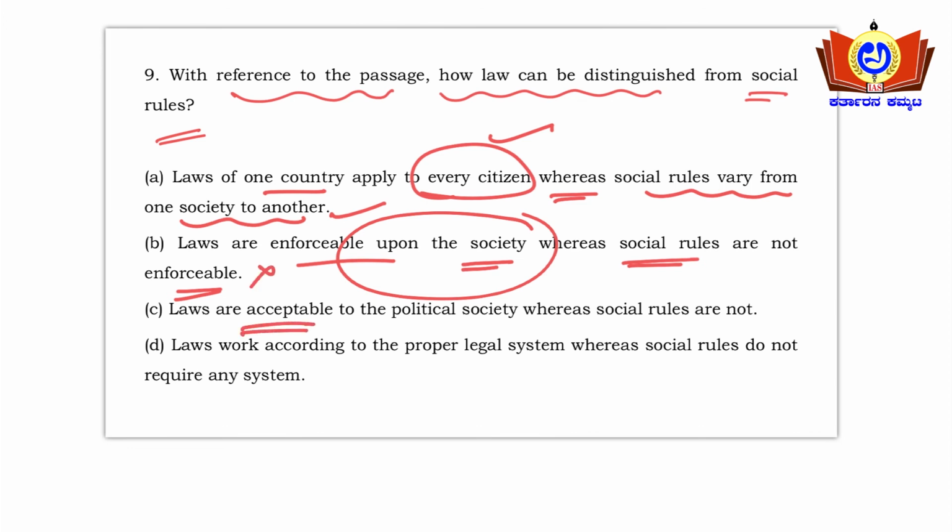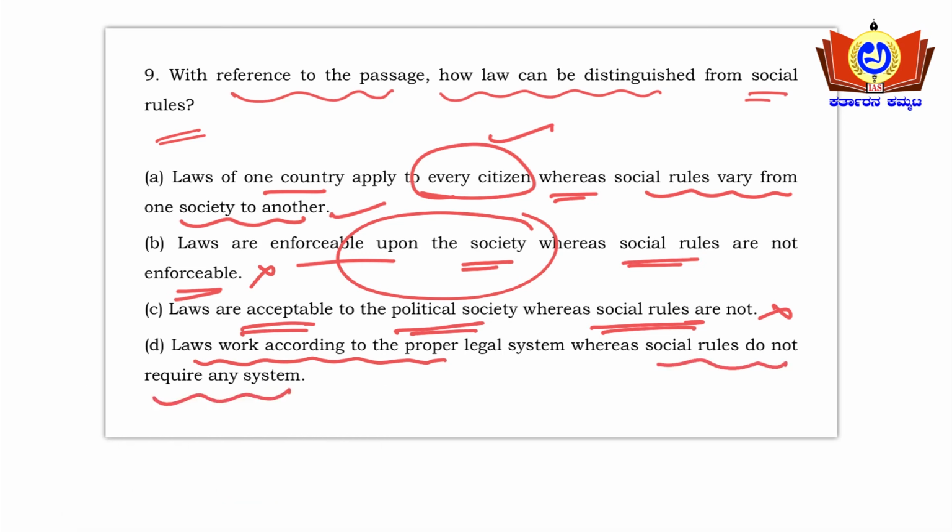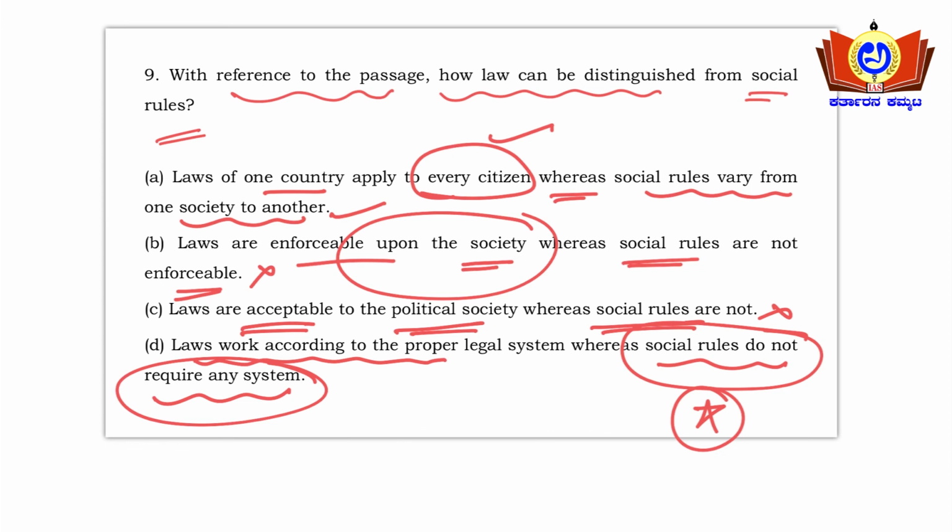Laws are acceptable to political society, whereas social rules are not. No, this is also wrong here. Laws work according to the proper legal system, whereas social rules do not require any system. No, this cannot be accepted, friends. Actually the social rules also require a system to work here. But the statement is denying that social rules require any system. Okay, this is an extreme statement here, friends. Hence option A is the most probable option here.